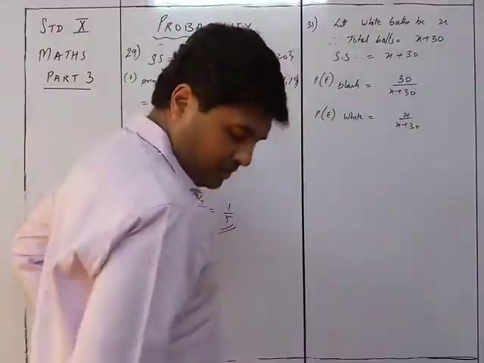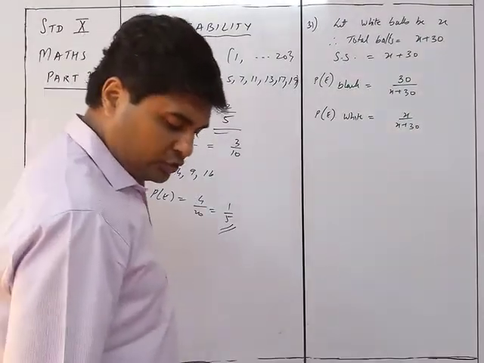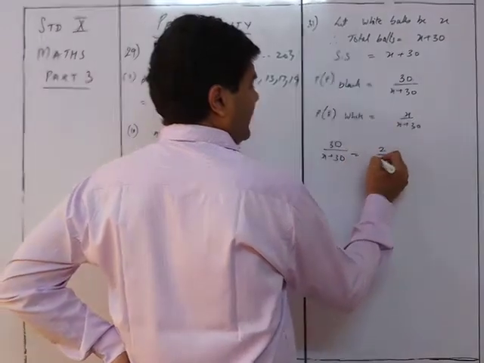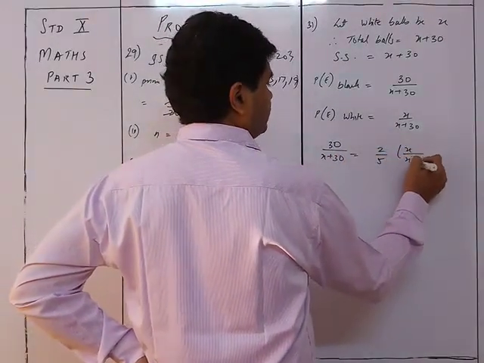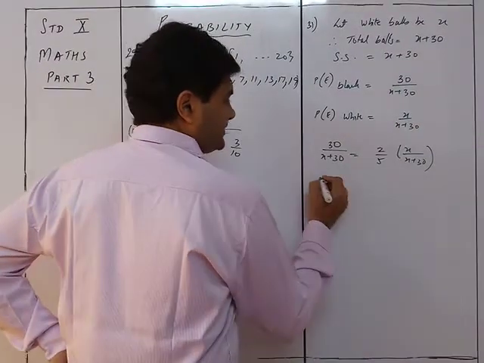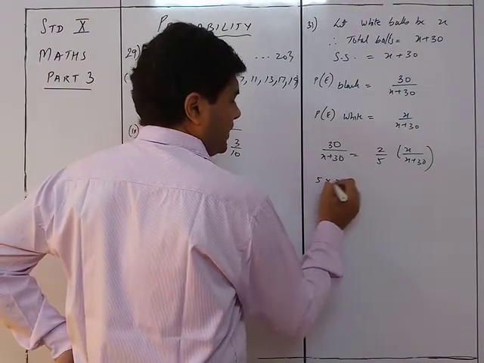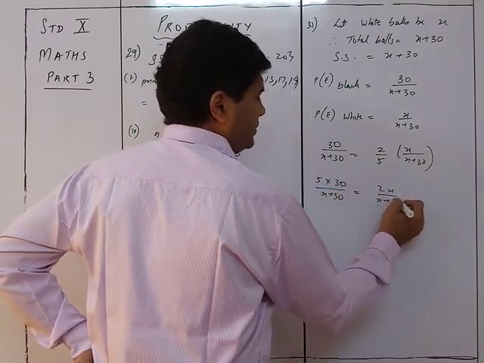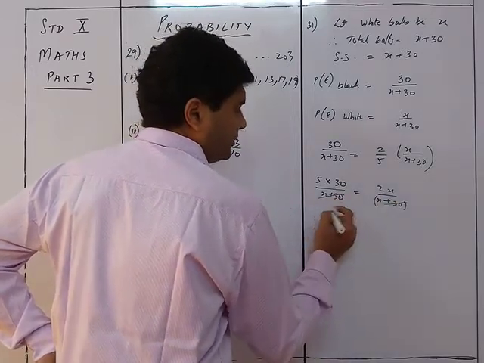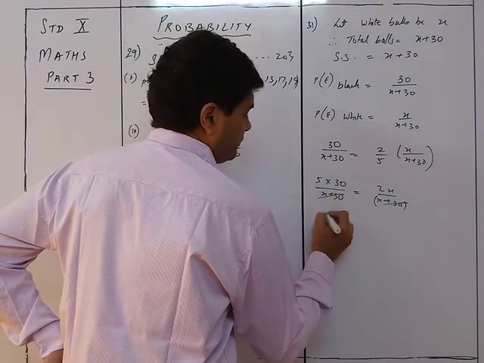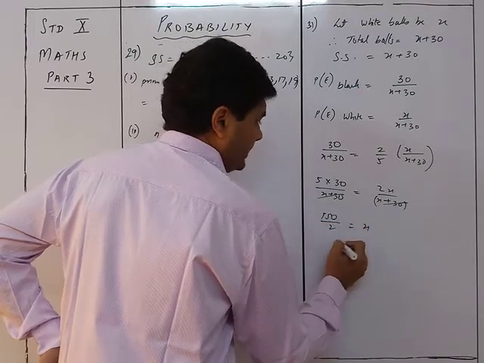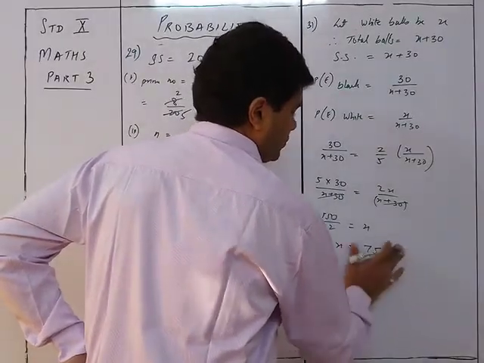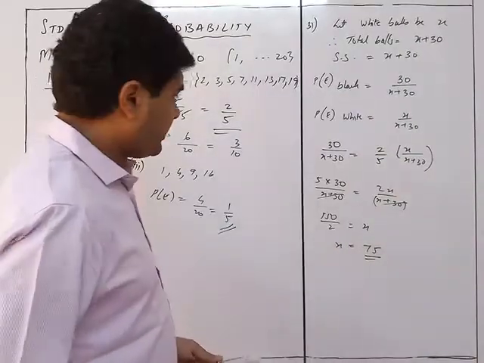They are given that the probability of a black ball is 2/5 of the white ball. Probability of black ball, that is 30 upon X plus 30, is equal to 2 upon 5 times X upon X plus 30. So this can be 5 over here. 5 into 30 upon X plus 30 is equal to 2X upon X plus 30. So X plus 30 gets cancelled. So you get over here 150 upon 2 is equal to X. X is equal to 75 balls. So that means we get the answer as equal.